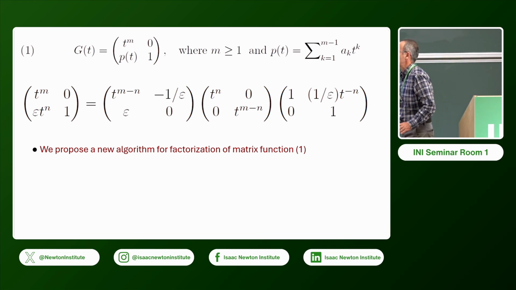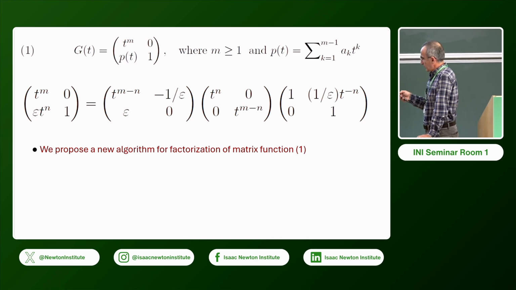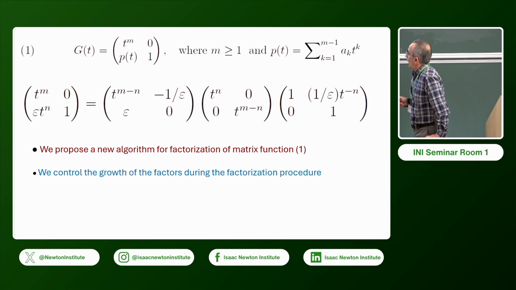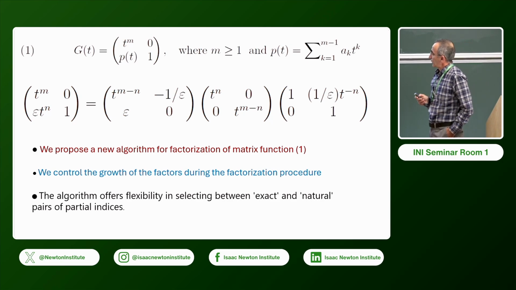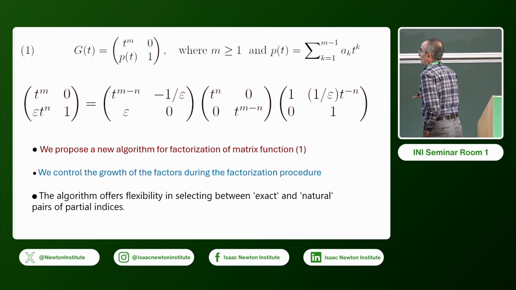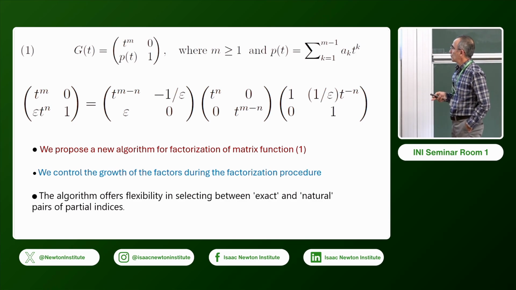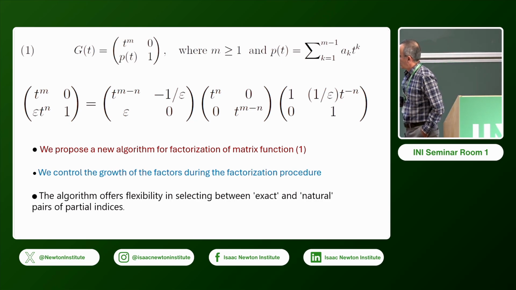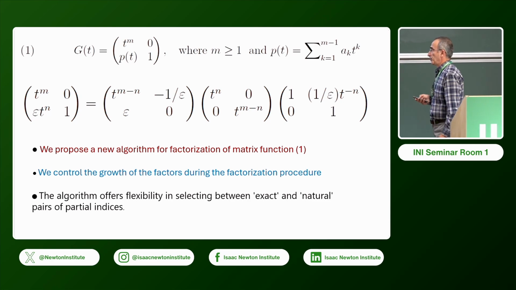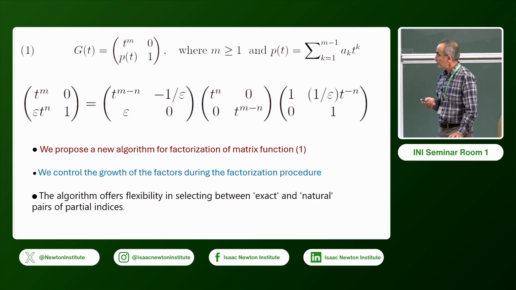Most of my contribution will be the description of this algorithm. Everything so far was just introduction, and I would like to emphasize the simplicity of this algorithm, and I will try to make it understandable for all of you. So these are some properties of this algorithm: we do this step by step, and during this procedure we control the growth of factors. Also we came to the idea that we can make a difference between exact and natural pairs of partial indexes and factorizations, which I will explain in detail on numerical examples.